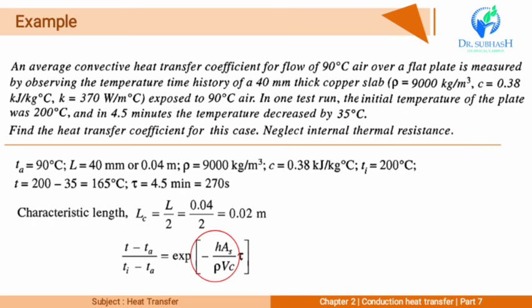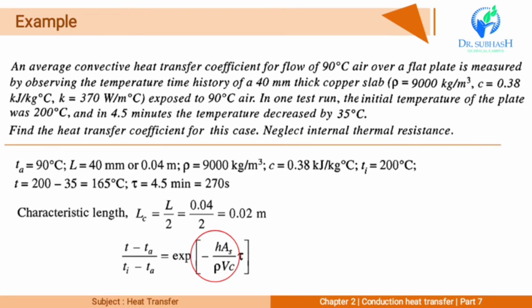So atmospheric temperature is 90 degree centigrade, L is equal to 40 mm or 0.04 meter, density 9000, C 0.38, initial temperature is 200 degree centigrade, so T is equal to 200 minus 35, which is 165 degree centigrade. Time is given as 4.5 minutes, so it is equal to 270 seconds. First of all, calculate the characteristic length. Lc is equal to L by 2 for the flat plate, and it is equal to 0.02.